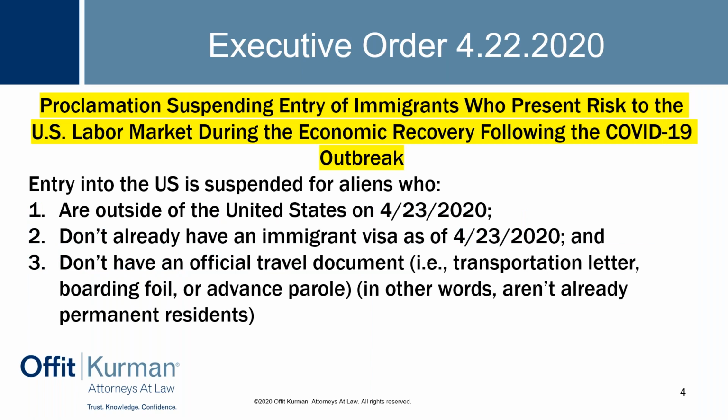The entry of aliens into the U.S. has been suspended for 60 days, for those who are outside of the United States on April 23rd, 2020, who don't have the immigrant visa already, which is a green card, or don't have another official travel document, such as an advance parole document, and for the most part, if they're not already permanent residents or on their way to becoming permanent residents.